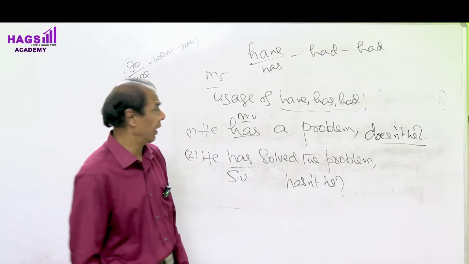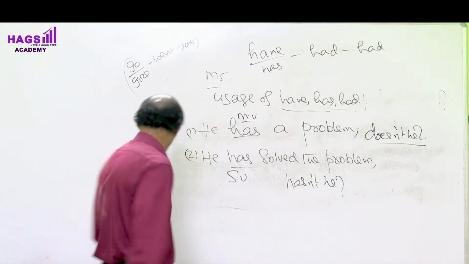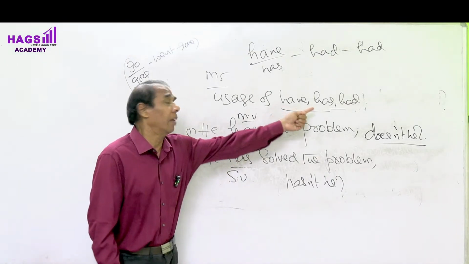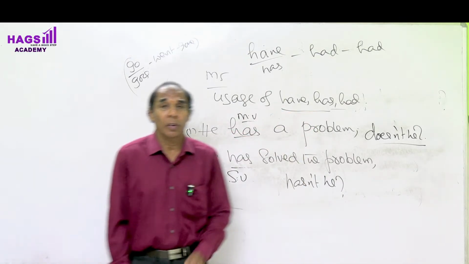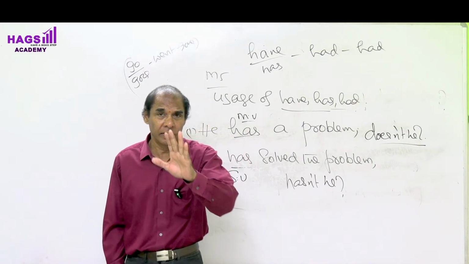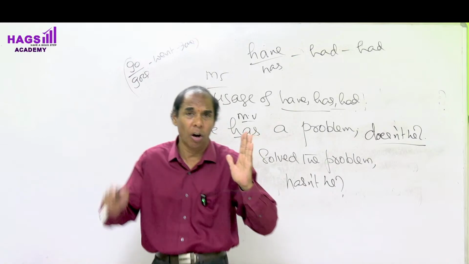Have you finished writing? Now look at the board. I am explaining again. In the case of have, has, had, when you want to do the question tag, observe first whether these three are acting as main verb or special verb.